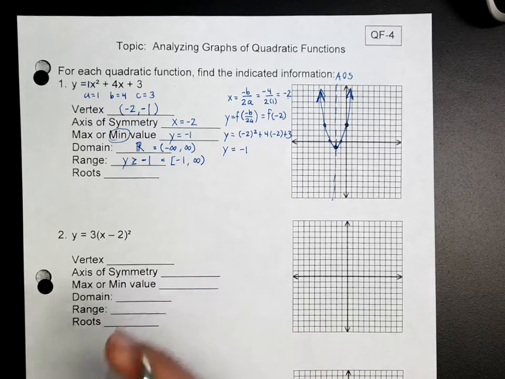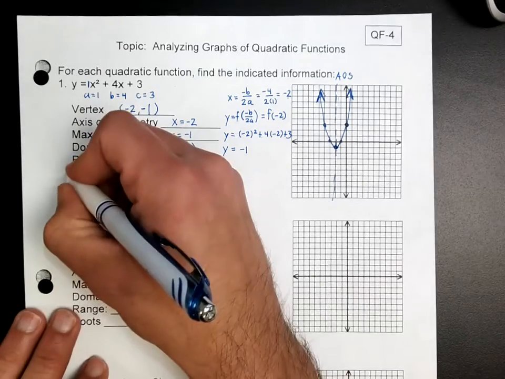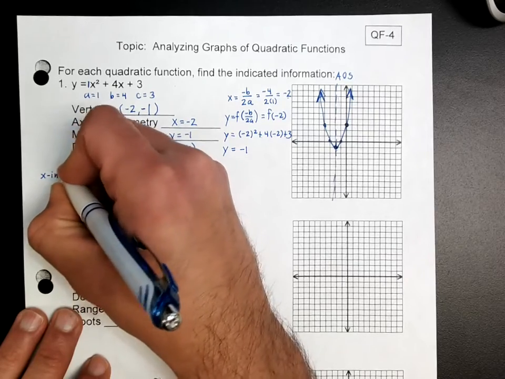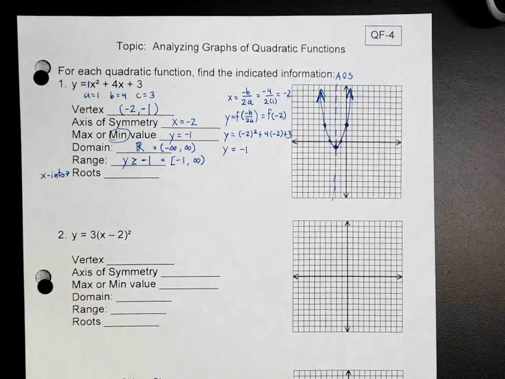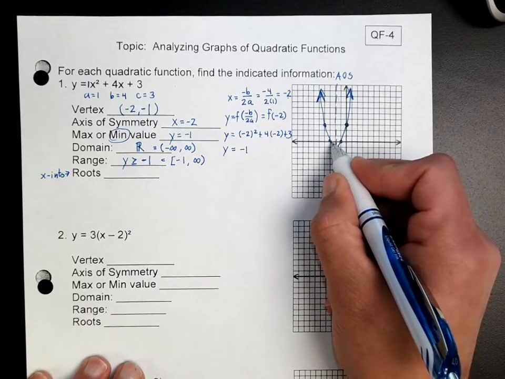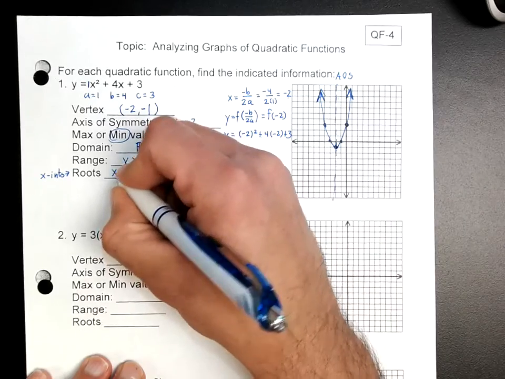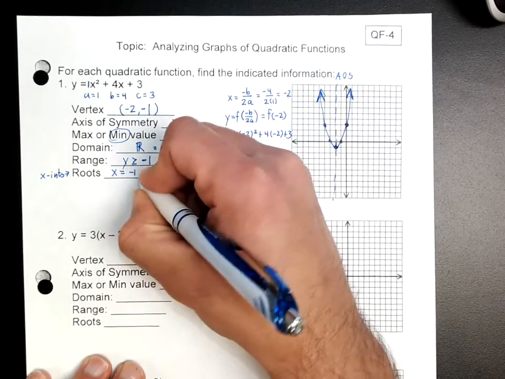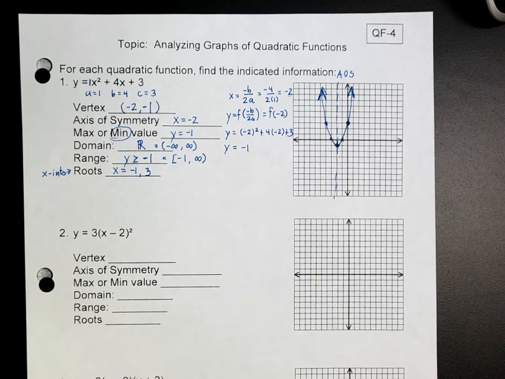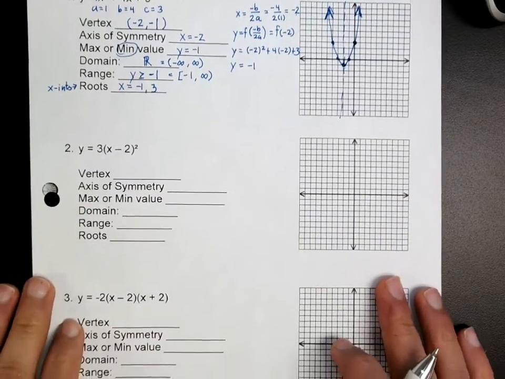And then finally the roots, remember that the roots are the same thing as the x-intercepts, right? So all you have to do is look at the graph and see where it crosses the x-axis. In this case, it crosses right through negative 1 and 3. So we're going to write that our roots are x is equal to negative 1 and 3. Okay?